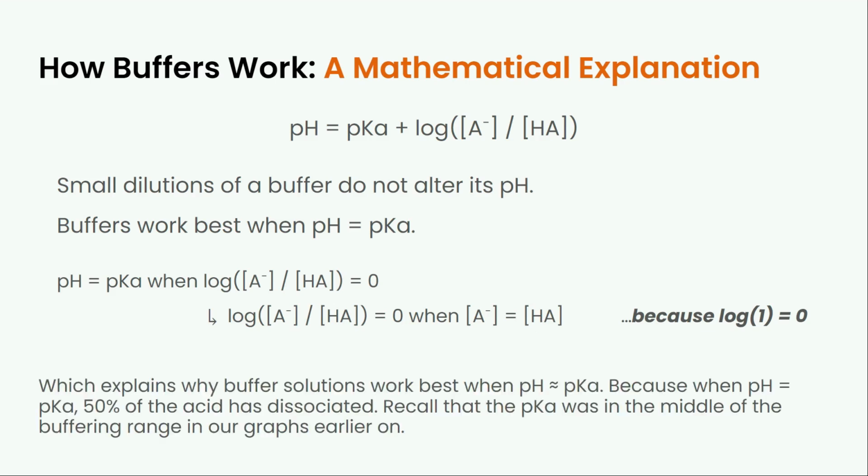So just to summarize, this explains why buffers work best when pH equals pKa, because when pH equals pKa, 50% of your buffer acid has dissociated. Recall that pKa was in the middle point of the buffering range of our graphs earlier on. And then the maths aside, it makes intuitive sense because your buffer, when the buffer acid and its conjugate base are present at equal concentrations, is equally able to compensate for the addition of extra base or extra acid.